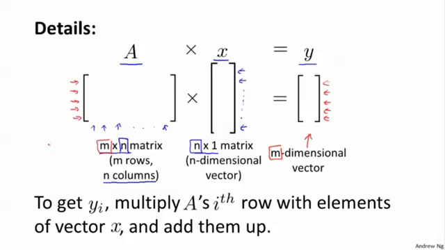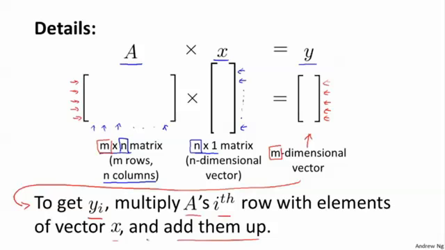So how do you actually compute this vector y? The process is, to get y_i, multiply A's ith row with the elements of the vector x and add them up. Here's what I mean. In order to get the first element of y, we're going to take the first row of the matrix A and multiply them one at a time with the elements of this vector x. So we take this first number, multiply by this first number, then take the second number, multiply by this second number, take the third number, multiply by the third number, and so on until we get to the end. Then we add up the results of these products, and the result of adding that up gives us the first element of y.